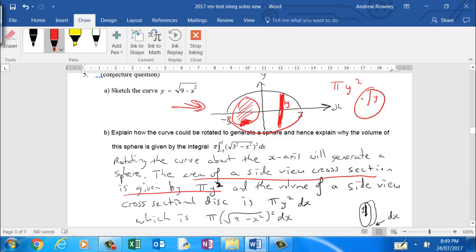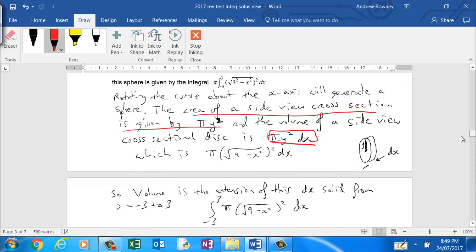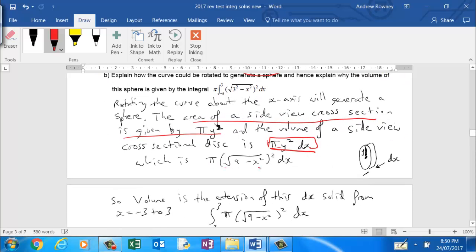Because this width here, we call that dx, a little width dx, we've just worked out the area is pi y squared, but we have to multiply that by a little bit of depth. And that depth there is dx. So the volume is area times the depth, or pi r squared h, and so it is pi y squared times dx. That is the volume of a little sliver of disc. So we've got pi y squared dx because that's y.